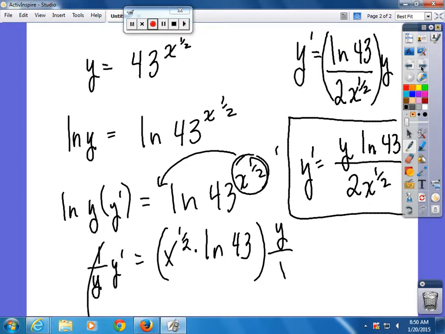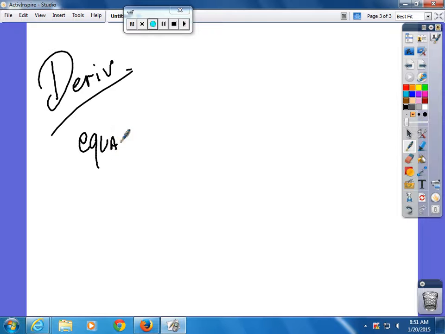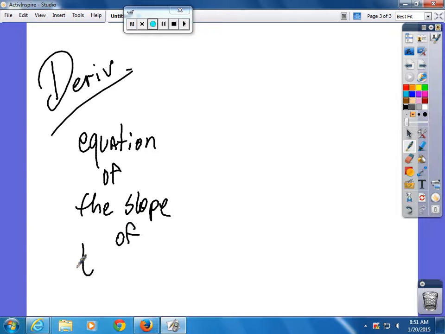Now, let's talk a little bit about antiderivatives. Antiderivatives. All right, tell me what the derivative gives us. What does the derivative give us? It gives you the equation of the slope of the what line? Tangent line.